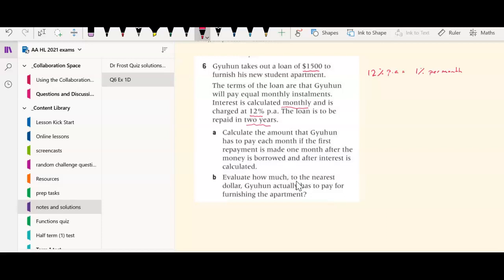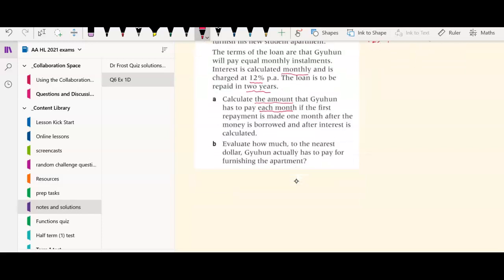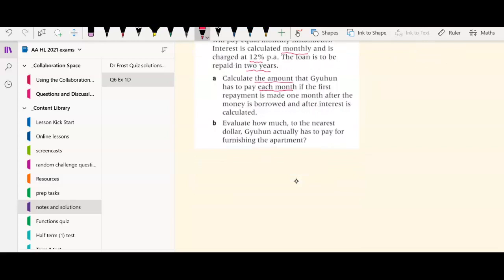So the structure is that we want to calculate the amount that he has to pay each month, if the first repayment is made 1 month after the money is borrowed and after interest is calculated. These questions are best attempted by having an amount owing statement: amount owing after 1 month.